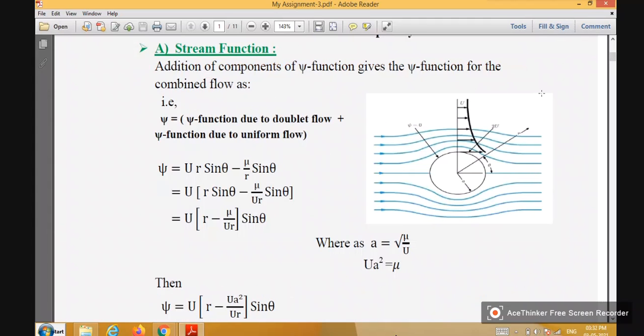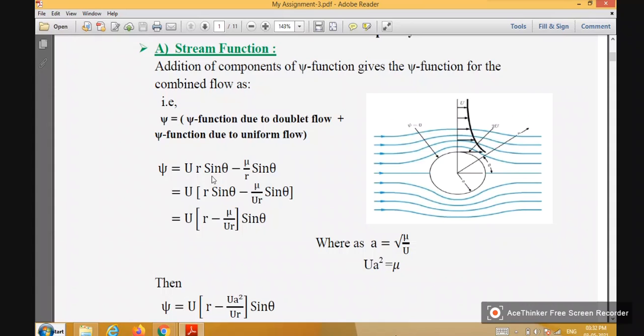Stream function. The stream function will be obtained by combination of doublet function and uniform flow function. We already discussed that in the earlier classes. In doublet flow, we derived the equation as minus mu by r sin theta, and for uniform flow, u r sin theta.